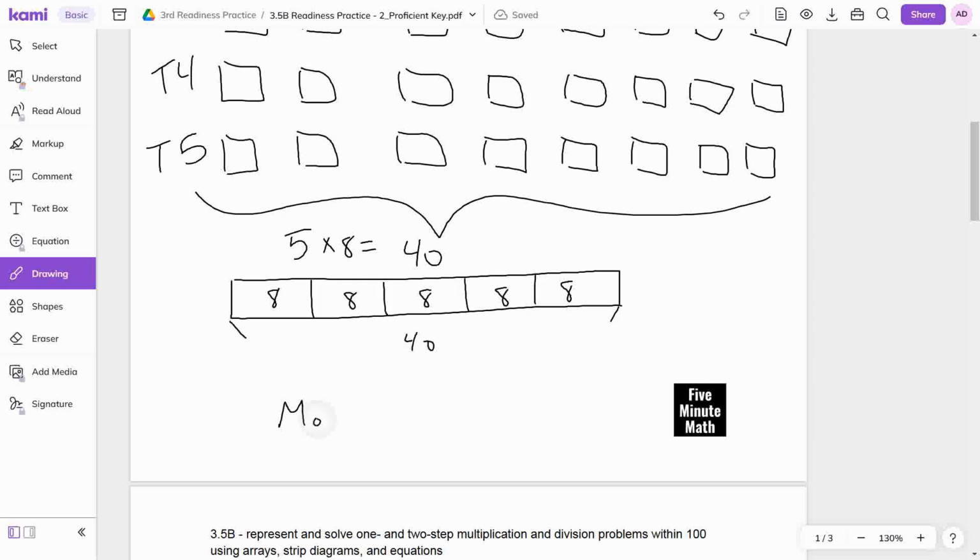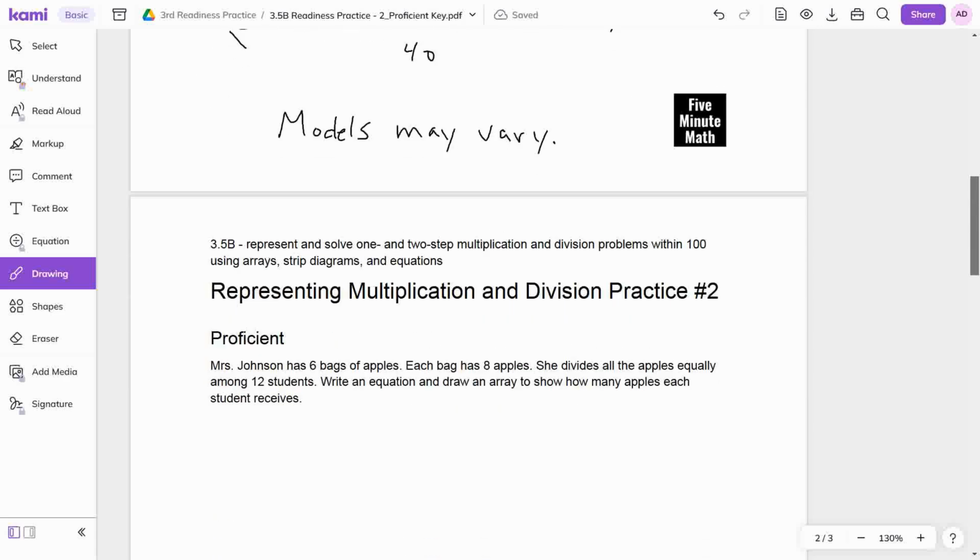Now, your models might be different than mine, so I'll put this at the bottom. Models may vary, but we should have some version of an array and a strip diagram.